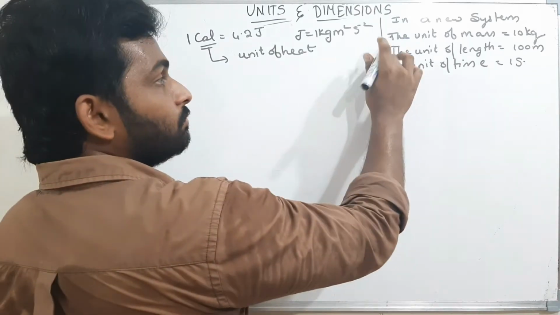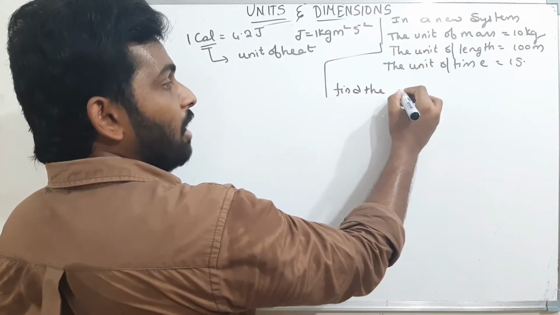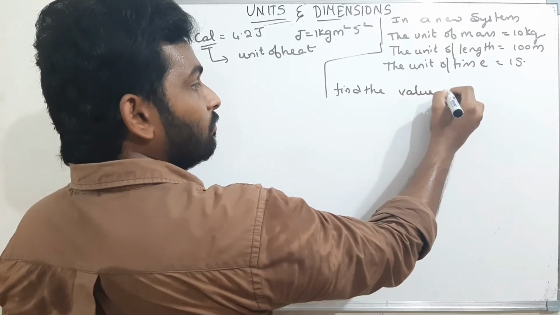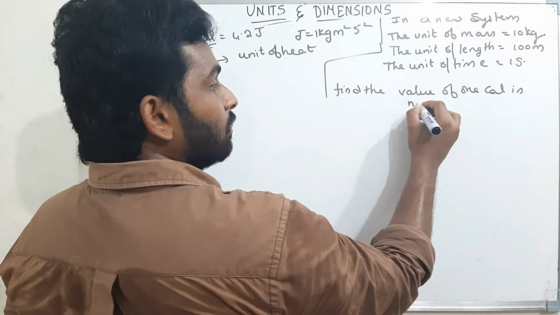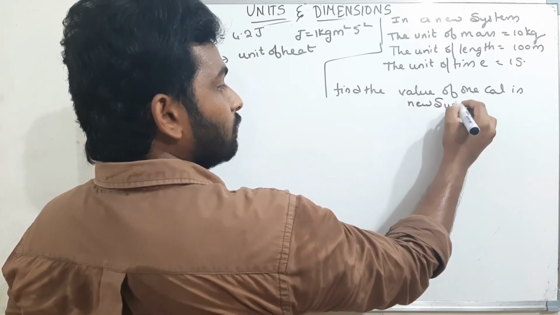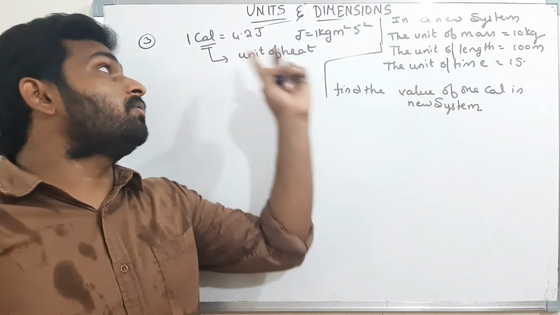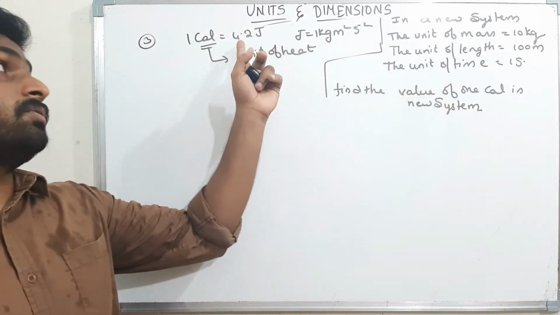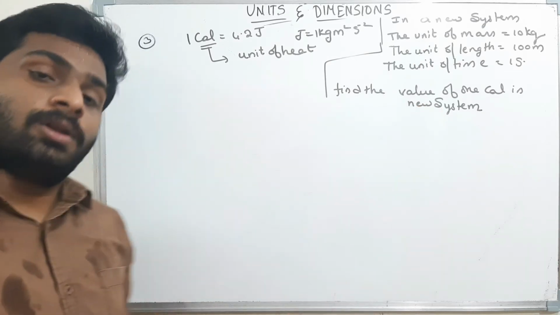Now, find the value of 1 calorie in the new system. This is the question. Simply they told to find the value of 1 calorie in this new system. In the SI system, it is 4.2 joules. But in this new system, they told to find how much. Now, what you have to do?